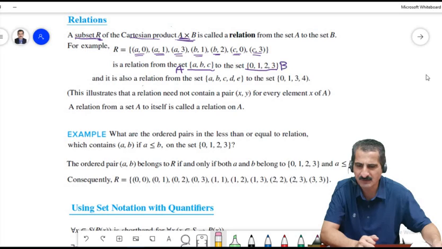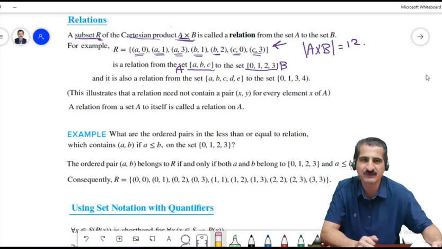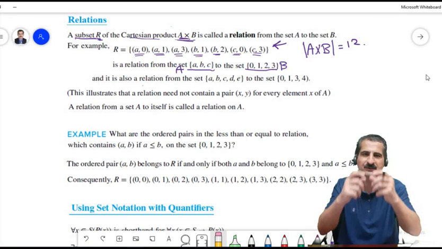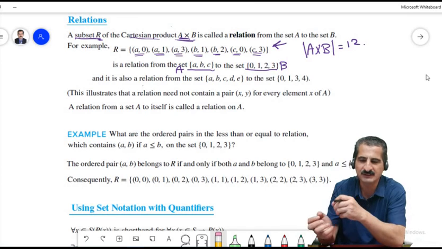Now, look here. A cross B consists of many elements. Like I will say, the cardinality of A cross B has 3 times 4, 12 elements. But in this relation, we are choosing 6 of them, 1, 2, 3, 4, 5, 6, not all of them. So the ordered pairs we chose decide the relation.